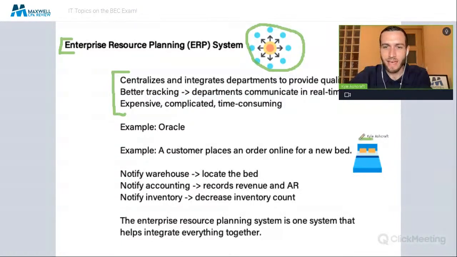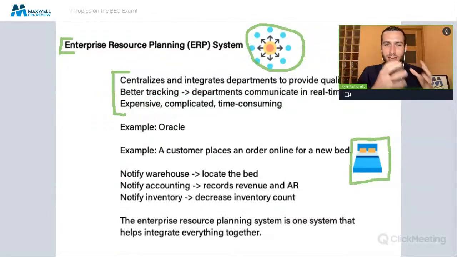Let's think about if we had a manufacturer that sells beds. So this company is manufacturing the beds, they are storing the beds, they are shipping the beds. So they have all these different departments that are keeping track of what's happening. And if you don't have an ERP system, then each individual department has its own software. So they're going to be using all these different decentralized software to track the activity. But if you just use one ERP system, then you can integrate everything together so then all of your departments communicate with each other.